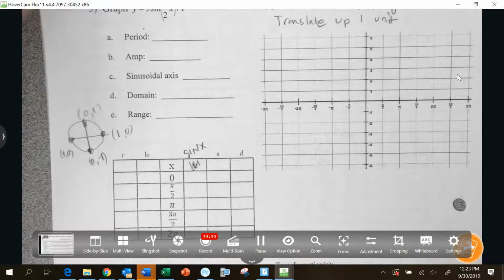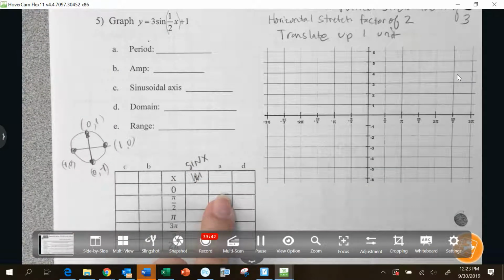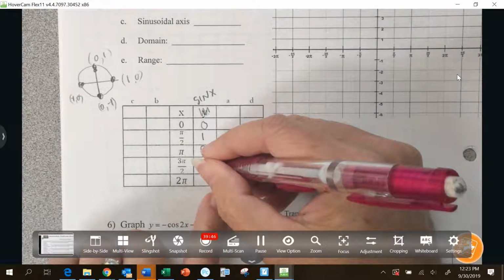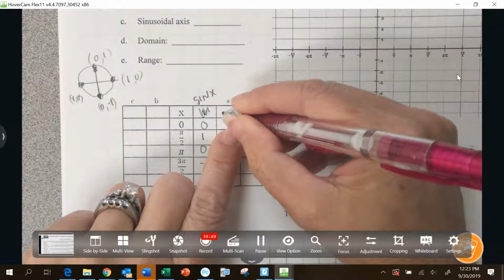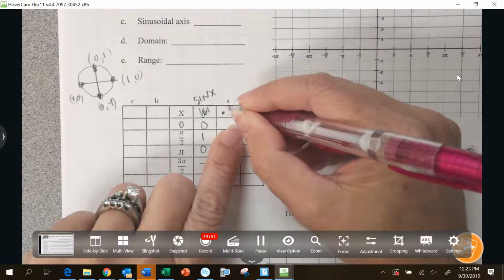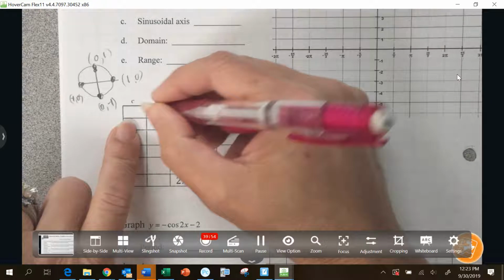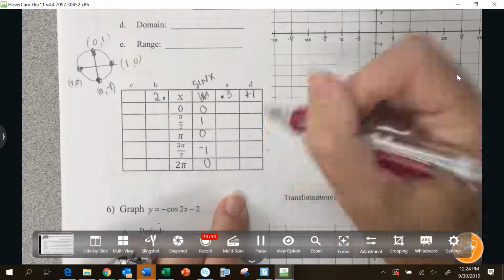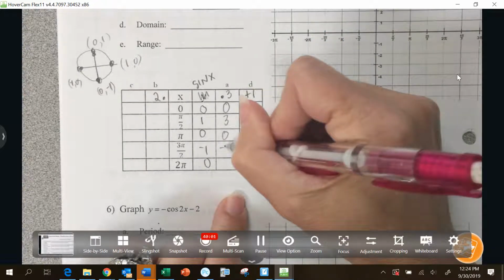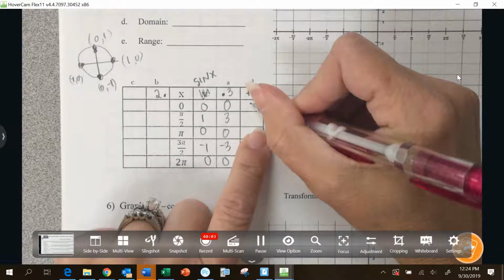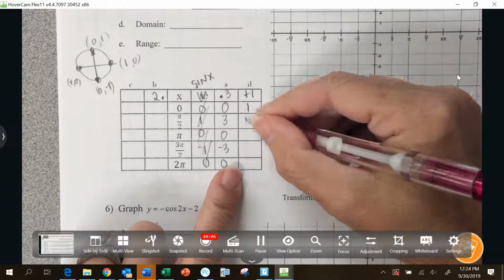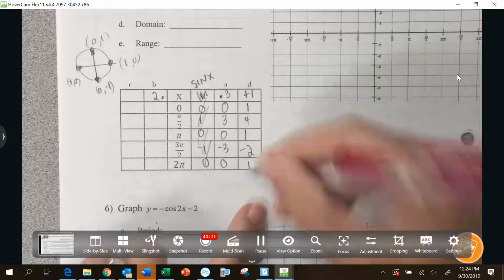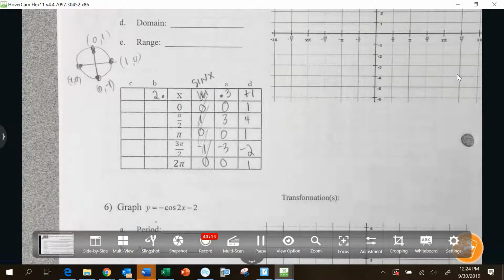So in my table, anything vertical is going to go, oh, I didn't do my sine values yet. My sine values start at 0, 1, 0, -1, 0. Anything vertical is the y side, so I'm going to multiply by 3, and then add 1. On my x side, I'm going to multiply by 2. I'll do my y side first: multiply everything by 3, and then add 1 to that number. So I get 1, 4, 1, negative 2, 1.